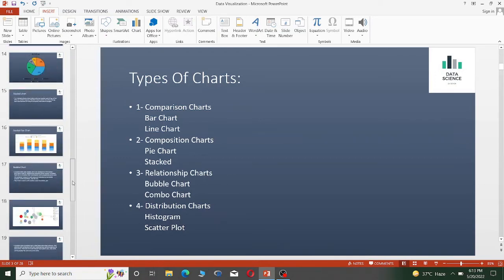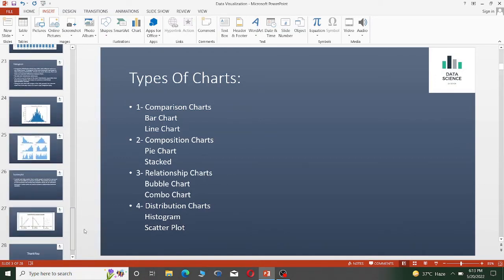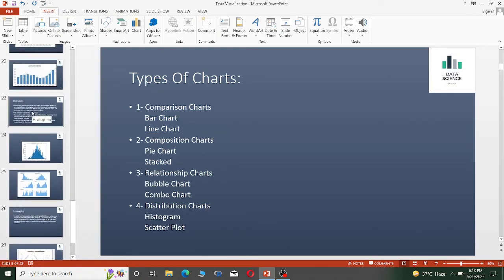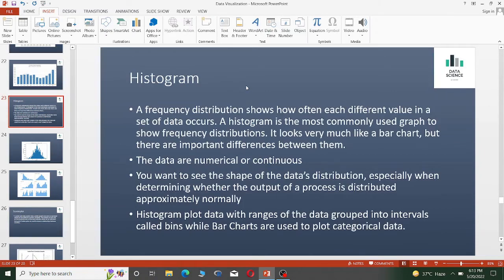It comes under residual analysis also. Okay, so a histogram is a frequency distribution that shows how often each different value in a set of data occurs. A histogram is the most commonly used graph to show frequency distributions. It looks very much like a bar chart, correct? But there are important differences between them.